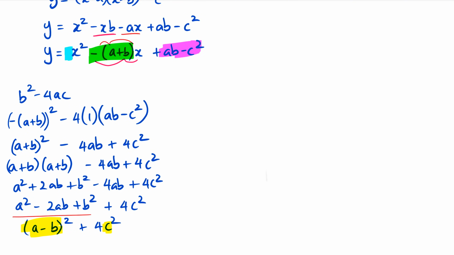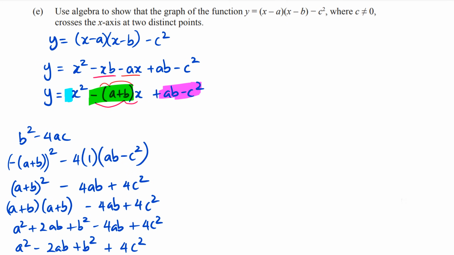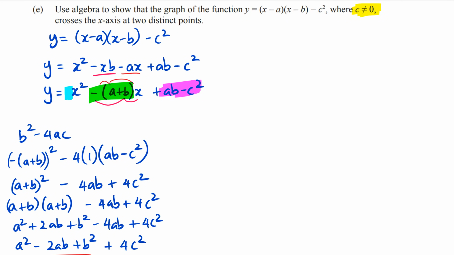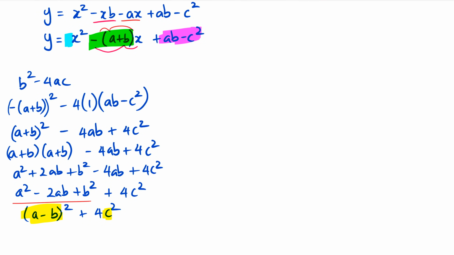And the biggest thing to notice is that back in the question, it says that c is not equal to 0. So that means no matter what number c is, you're going to end up with a perfect square, which is going to be a positive number. And because that's a positive number, we can say that the discriminant is greater than 0. So the way we say it is like this. A minus b squared is greater than or equal to 0.